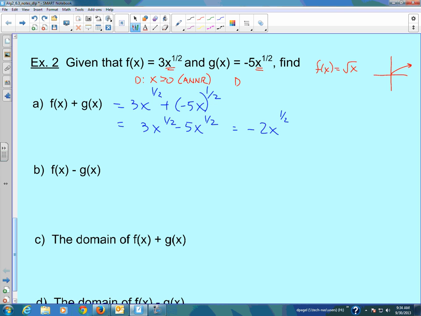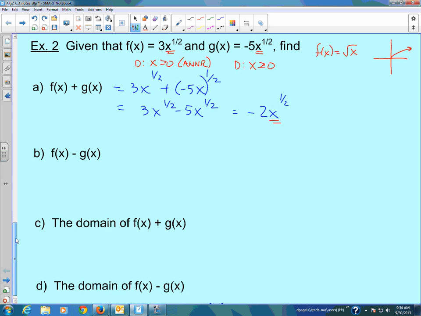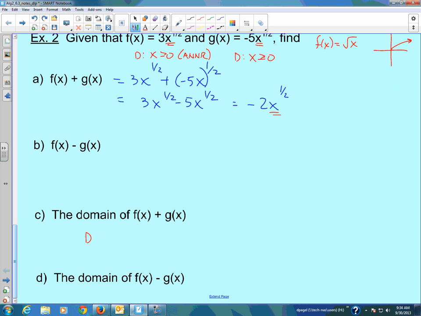And that would be true of the g of x function too. It must be greater than or equal to 0. All right, we think about that now, and we look at the function that resulted, also a square root function. So we can say that the domain of f plus g would have to be x greater than or equal to 0. Or, again, using their notation, all non-negative reals.